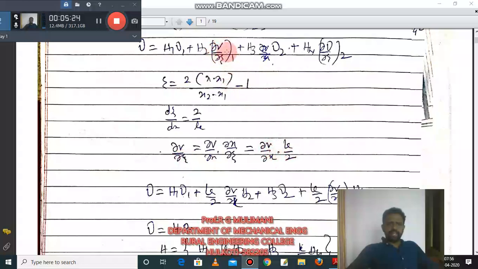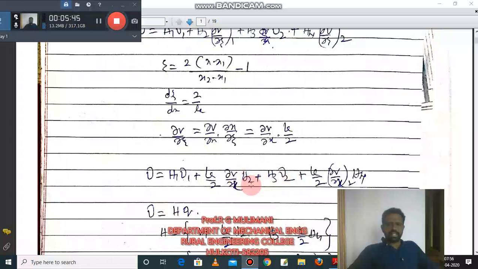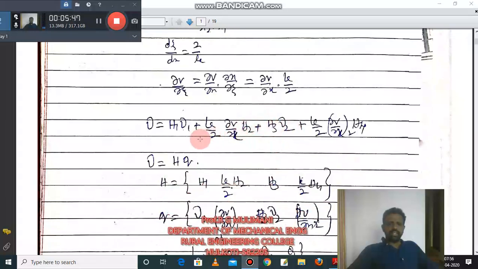Here I have substituted dou v by dou zeta equal to dou v by dou x into Le by 2. It is substituted here, so it is in terms of local, global or Cartesian coordinates rather than natural coordinates. So in short it can be written as displacement equal to Hermite shape functions into nodal displacements.